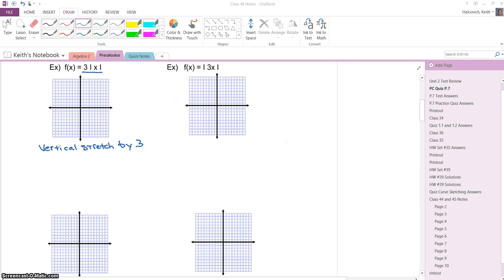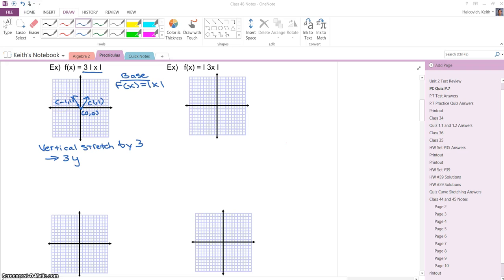Now, the reason it's vertical is because notice we're going to multiply the y values by 3. Because whatever you put in for x, you take the absolute value, then you multiply by 3. So the base function is f of x equals the absolute value of x. That's the base. So when we graph that, we get 0, 0, 1, 1, and negative 1, 1. Those are our 3 points that we graph. So we get our v.